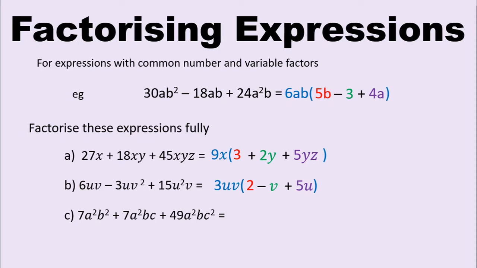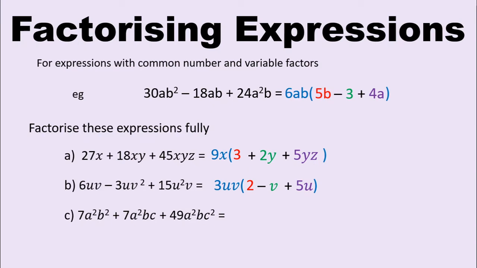Last example here, looking at all three terms there, I hope you noticed that 7, 7, and 49 have got a common number factor of 7, but also look at the letters. a squared b squared, a squared bc, a squared bc squared. All three terms have a and b in them, but not c. And look closely. All three terms don't just have a, they all have a squared.